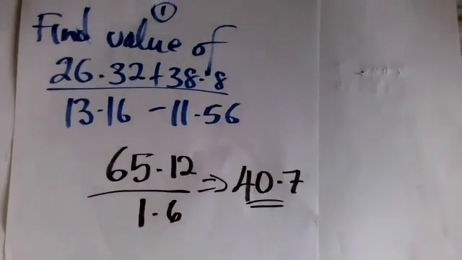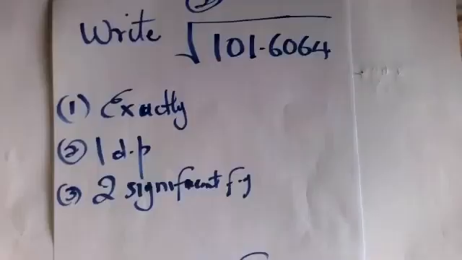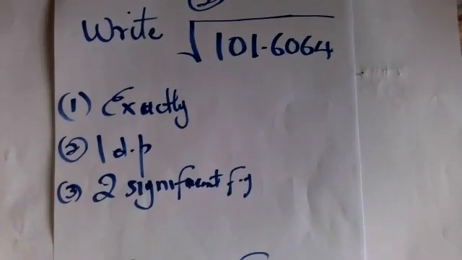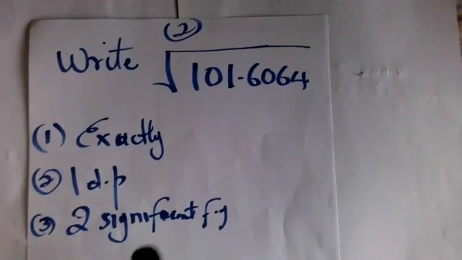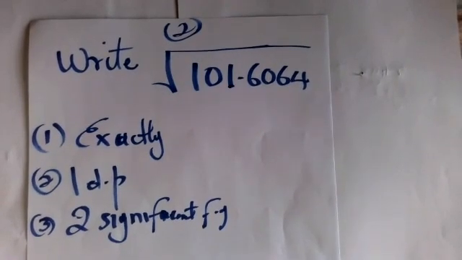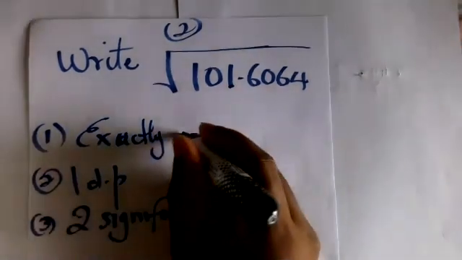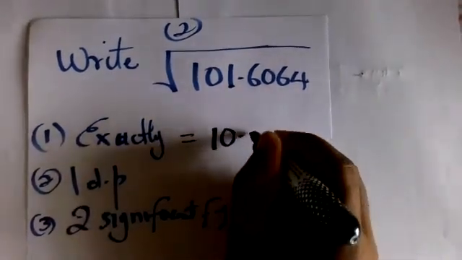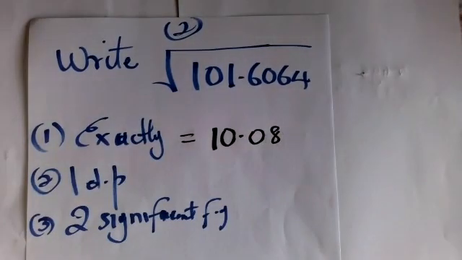Let's go to number 2. It says write the square root of 101.6064, and you must write the exact value. Again, guys, as you can see, you will need a calculator. So you have to press the square root of 101.6064. Whatever the calculator tells you, that would be the answer, and this is equal to 10.08. Easy marks. And they go ahead and say you must round it off to 1 decimal place.